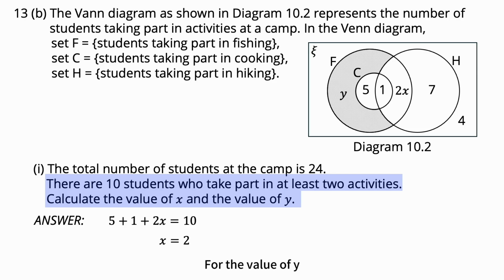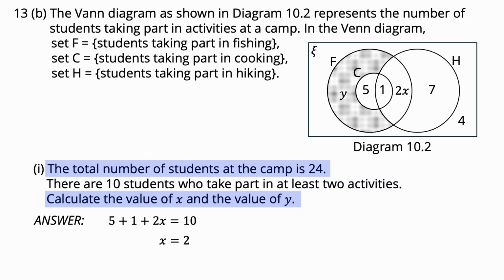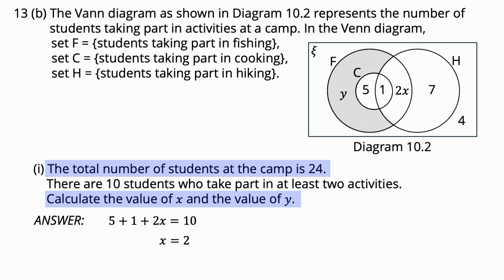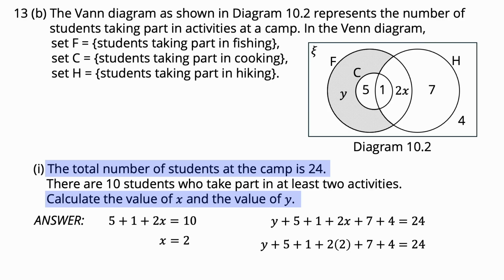For the value of y, use the total number of students at the camp, which is 24. Add up all the regions inside and outside the circles. So, y plus 5 plus 1 plus 2x plus 7 plus 4 is equal to 24. Substitute x equals 2 into the equation. The value of y equals 3.